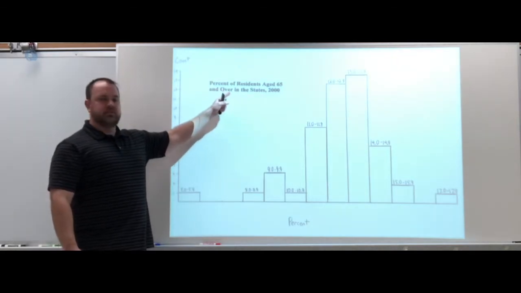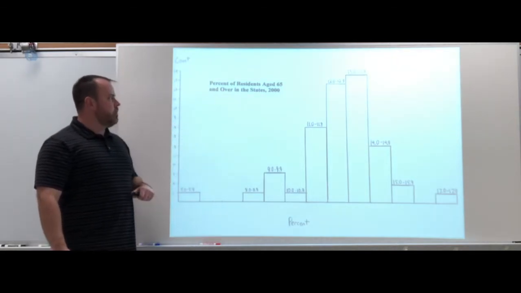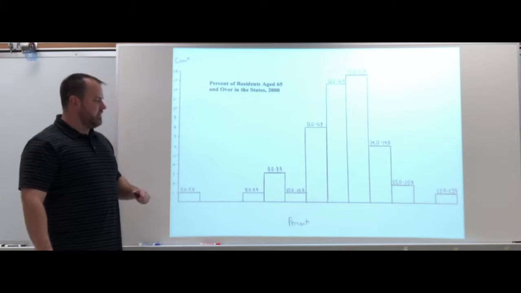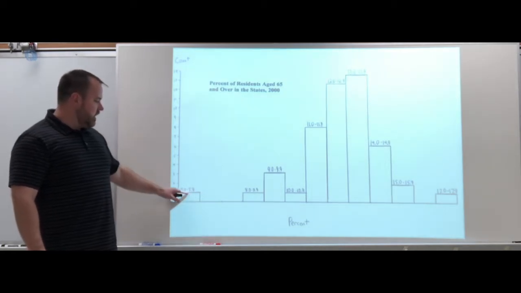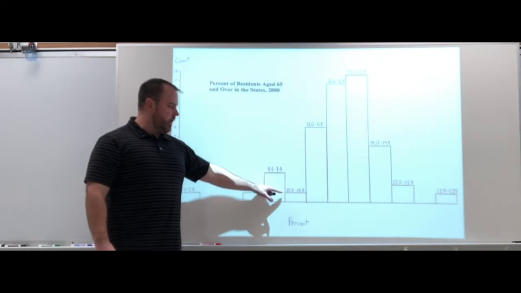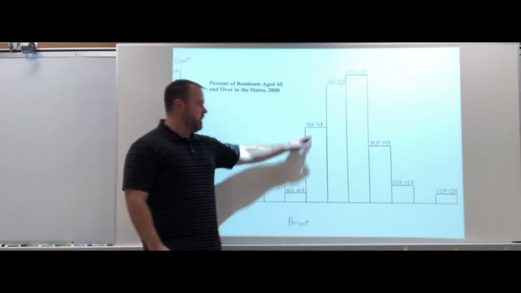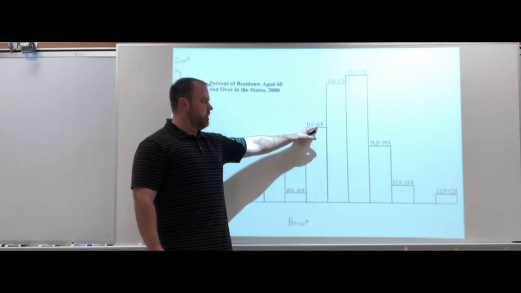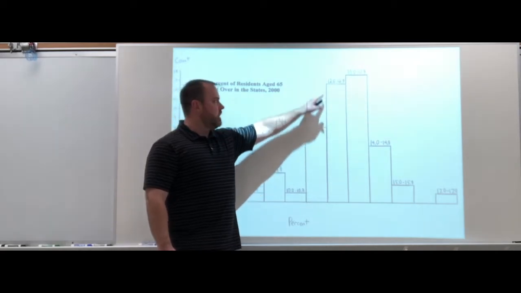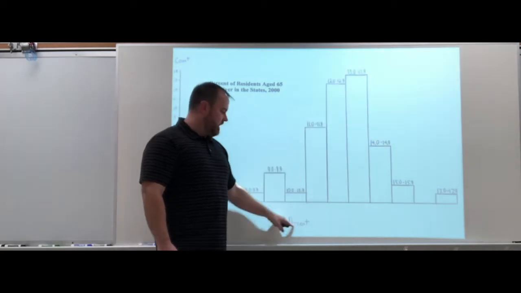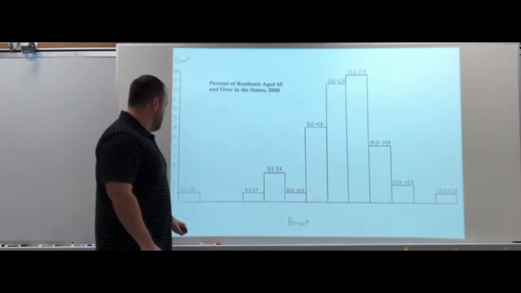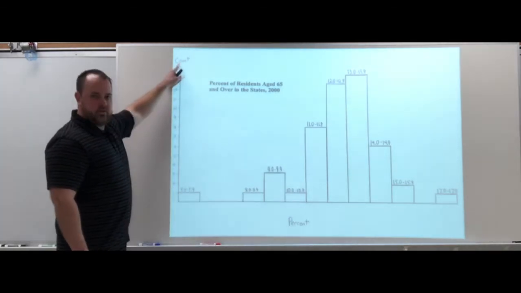We have percent of residents age 65 and over in the state. This is the year 2000. And you can see up top, these are labeled on the x-axis above. Okay, so you can see that this bar here is 11.0 to 11.9. Okay, 12.0 to 12.9. And these are in percentages. Okay, and this is going to be counts.